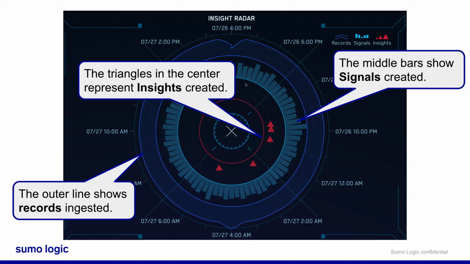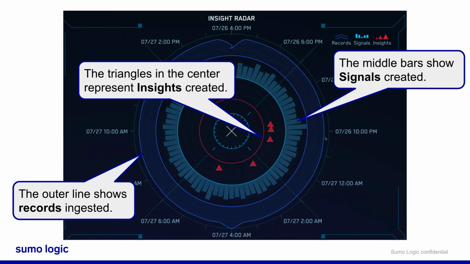Next we have the middle circle, which is these bars. What this is representing are the signals that are generated from the records. Each bar represents the number of signals generated at that time. So here we had a lot of signals, here a little bit less, a little bit more, but we're starting to get some insight into that.